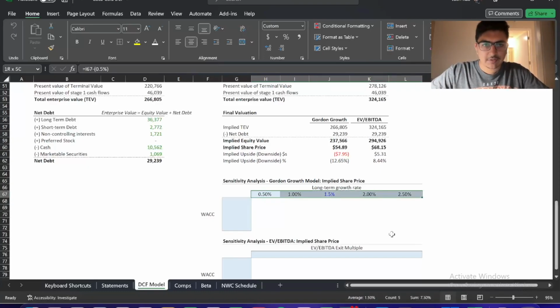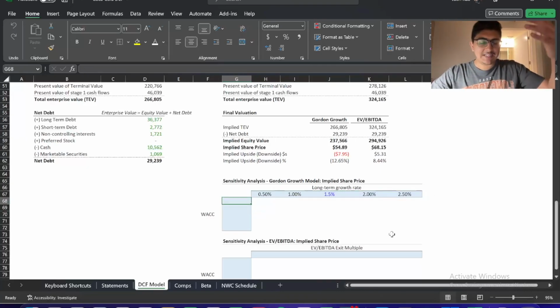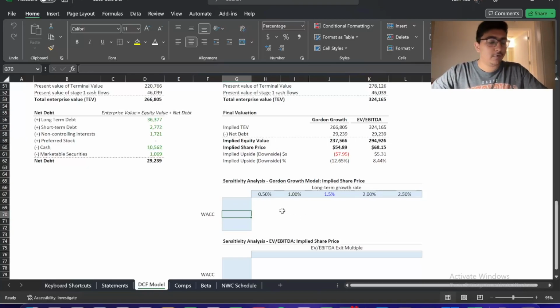So now we have a range of long-term growth rates, and we're probably going to tighten this if it seems a little bit too expansive, which it probably is. We want to be increasing the long-term growth rate because higher long-term growth rates will increase your valuation. But for your WACC, you'll want to be decreasing. Why? Because lower WACCs mean higher valuations. So you're going to have the lowest valuation up here, the highest WACC with the lowest growth rate, and the highest valuation down here, the lowest WACC and the highest growth rate.